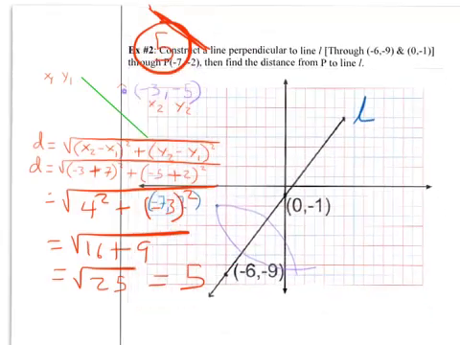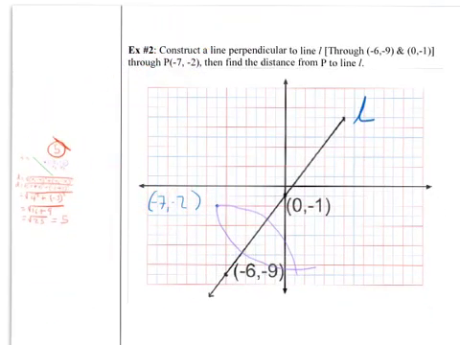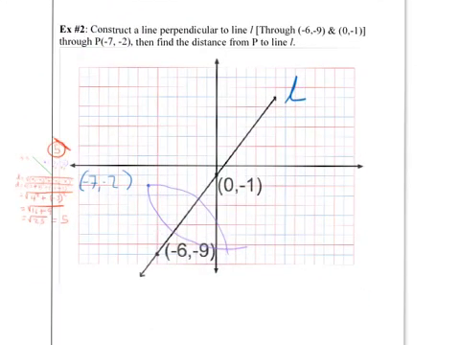If we look back here, I'm going to shrink this down, throw it off to the side. But remember, they just said construct a perpendicular line L through all these points, then find the distance from point P to L. This was our point P, negative 7, negative 2, to the line. And that's what we did. Okay.